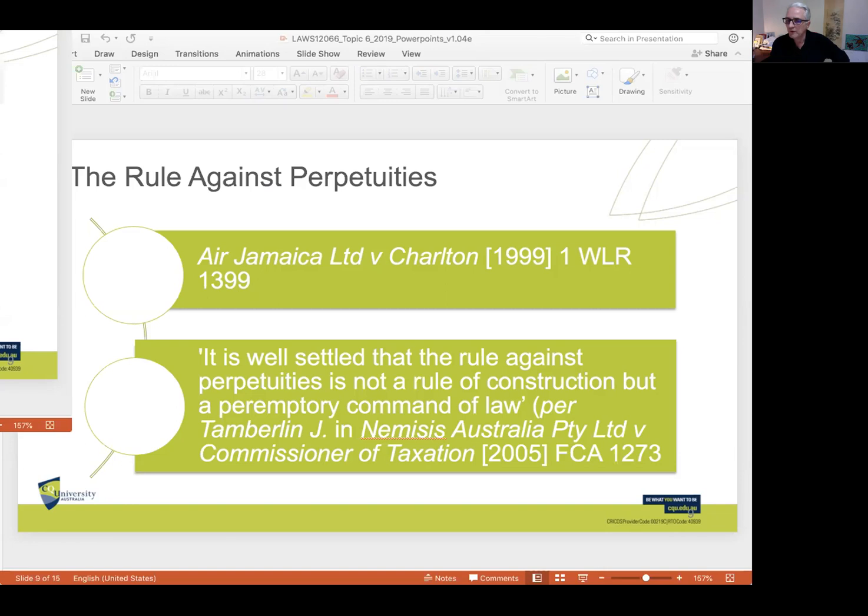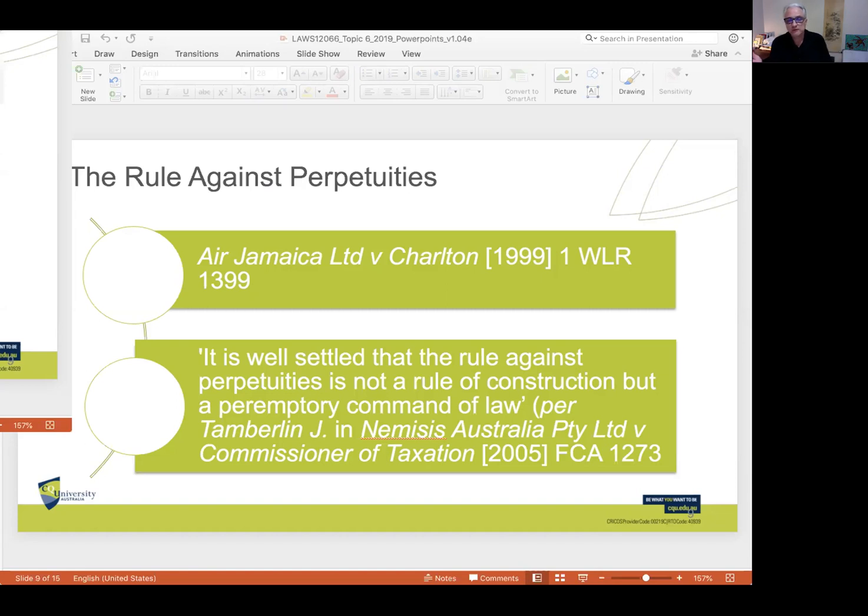The court in the Air Jamaica case specifies that no interest is good unless it must vest, if it vests at all, within a period of life in being, the date of the gift plus 21 years. A gift is defeated if, by any possibility, however remote, it may vest outside the perpetuity period. It is not saved by the fact that, in the event, it vests inside the perpetuity period.